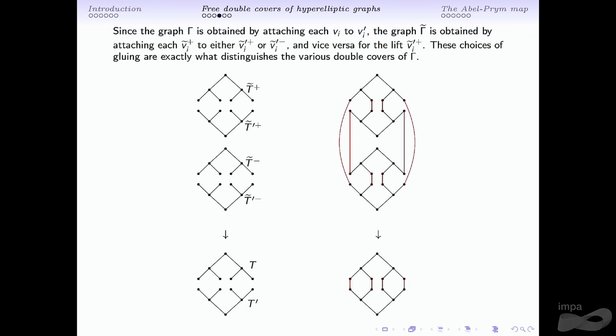Imagine these red edges as length 0. It's just for visualization. So I told you that here we have a quotient, so these lengths are not visible after contracting these edges. So upstairs, we can either connect them by switching them from the plus part to the minus part, or we can connect them inside. And all the possible combinations of this connection will give us all the possible double covers of this hyperelliptic graph.